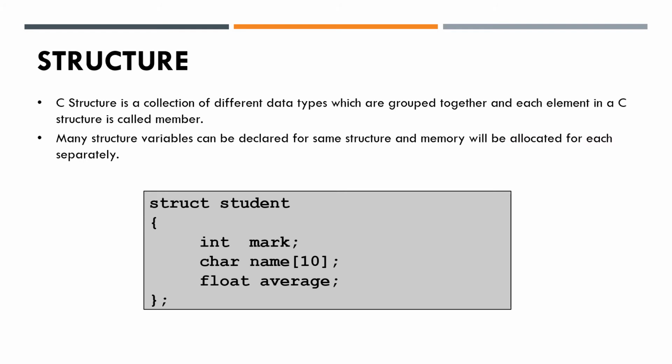Next is about C structure. A C structure is a collection of different data types which are grouped together, and each element in a C structure is called a member. Many structure variables can be declared for the same structure, and memory will be allocated for each separately. For example, the student struct contains members: mark, name, and average.